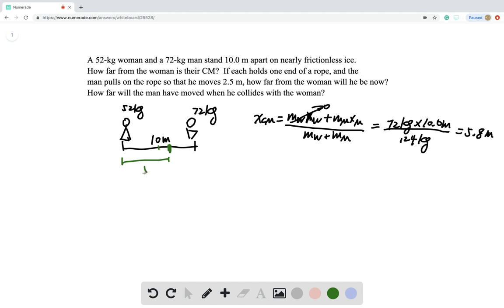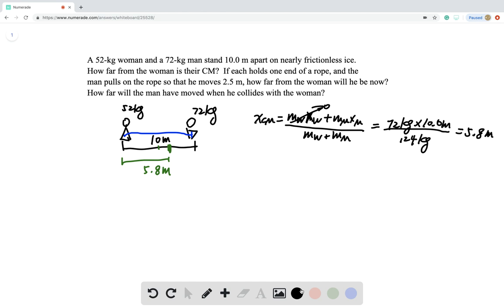It's 5.8 meters. Now there will be a rope between them. They will both pull on the rope, so they move closer to each other. And we ask if the man moves a certain distance, how far the woman will be moving. There are a couple of ways we can do this problem. I feel like the easiest way is if we switch to the coordinate of the center of mass.